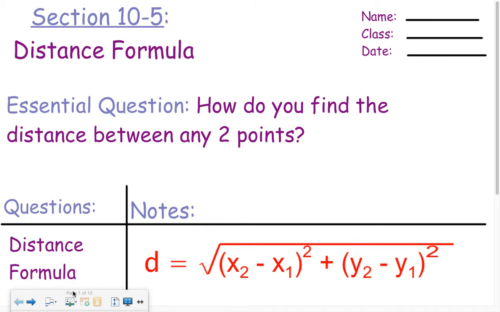So either you can look at a line or look at a graph and take 2 ordered pairs on the line and find the distance between them, or you're just given the ordered pairs without a graph and you find the distance between them. So you're just finding out how far away 2 ordered pairs are from each other. So the distance formula is D equals the square root of x2 minus x1 squared plus y2 minus y1 squared.